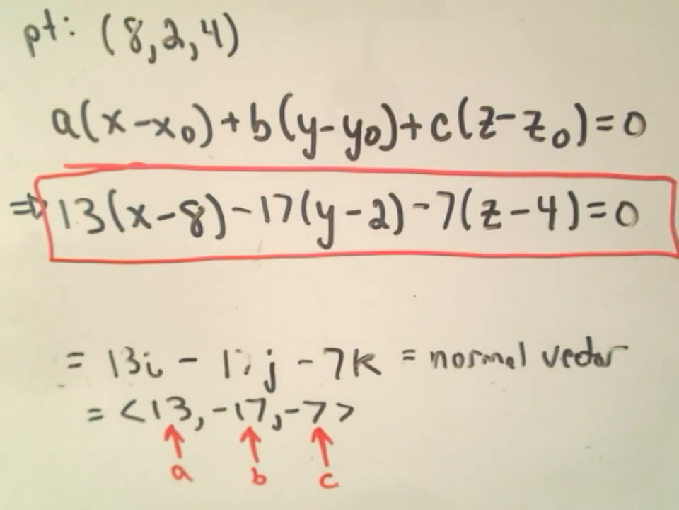So again, basically you need a point on the plane, and you need a vector that's normal or perpendicular to that plane. Depending on the information given, like in this example, we actually had to find that normal vector by using the cross product.